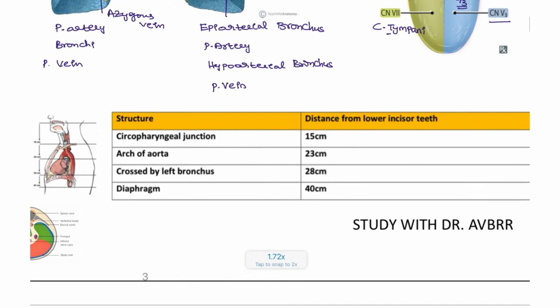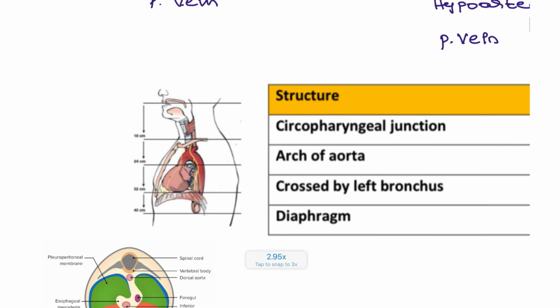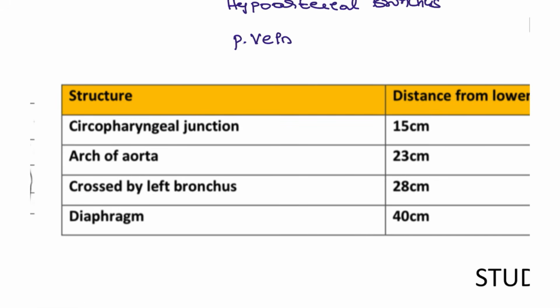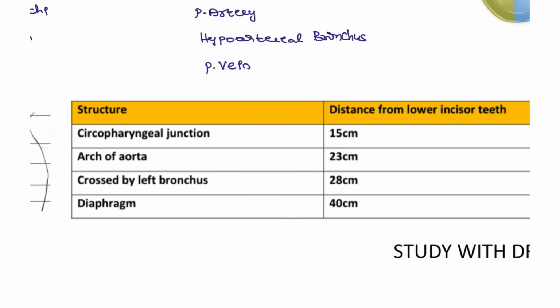And esophageal constrictions. Here you can see the esophagus is almost 40 centimeters long to reach the stomach, but there are some specific constriction points. Measuring from the lower incisor teeth, the cricopharyngeal junction will be at 15 centimeters, the arch of aorta at 23 centimeters, crossed by the left bronchus at 28 centimeters, and the diaphragm is at 40 centimeters. Again and again, these structures and their distances have been asked in the examination.